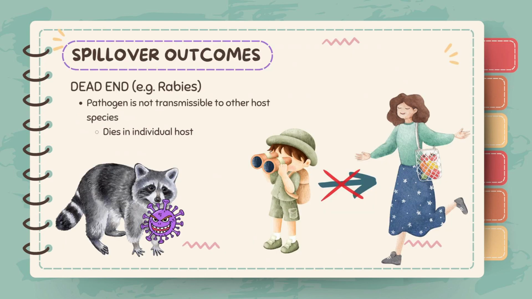When a pathogen enters a new host, there are multiple outcomes that could occur. The first one is a dead end. The pathogen will be transmitted to an individual member of the host species, but it will either die due to the host immune system or die with the host, which is what often happens in humans with rabies. Therefore, it's not likely to be transmitted to other members of the host species.